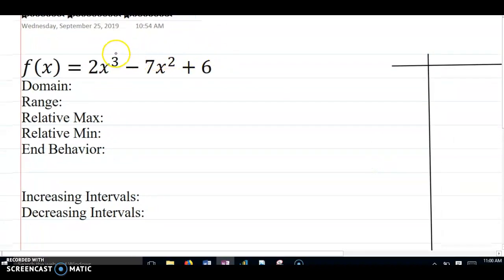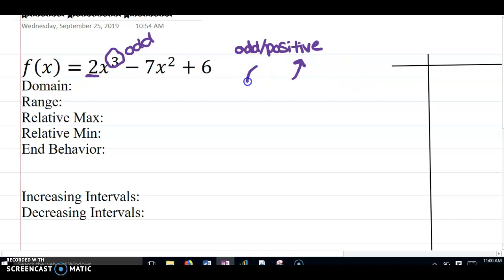Because the degree, the highest exponent in the polynomial, is odd, and the leading coefficient is positive, this is an odd positive graph. And that means that the rightmost point of the graph will go up and the leftmost point of the graph will go down. Because it's odd, the arrows face in different directions, and because it's positive, the rightmost point goes up.